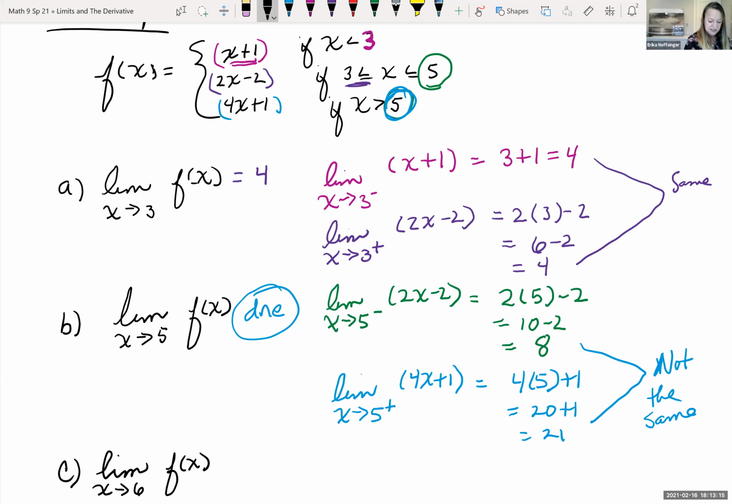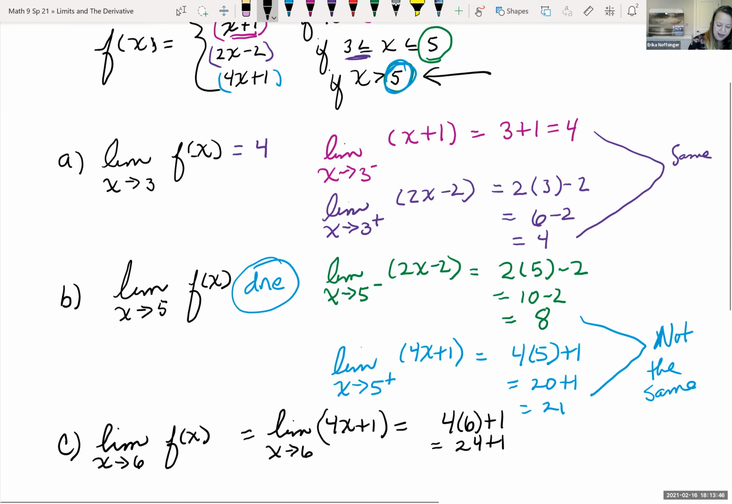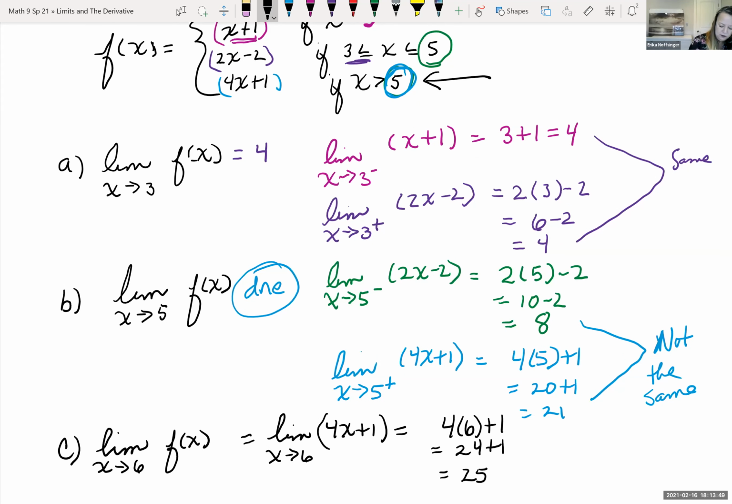But this one is just x going to 6. And so 6 is bigger than 5. That tells us that we're using the third equation. And the left-hand and the right-hand side would be using the same equation there. And again, we can just do direct substitution. And so we'd have 4 times 6 plus 1. Well, 4 times 6 is 24 plus 1 gives us back 25. So the limit does exist and it's 25.